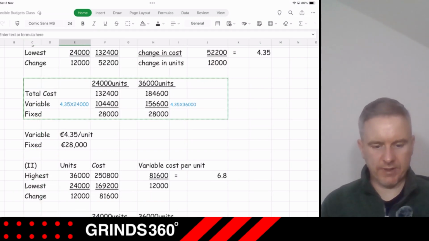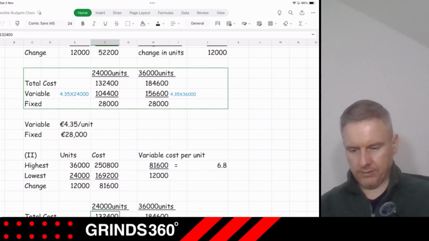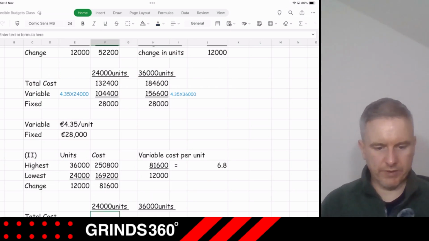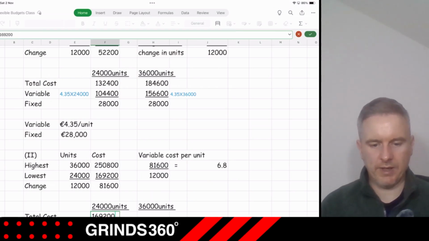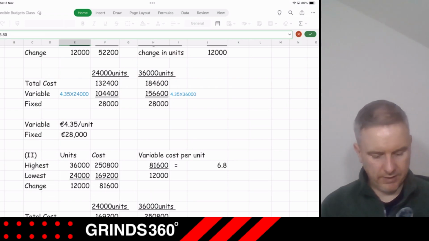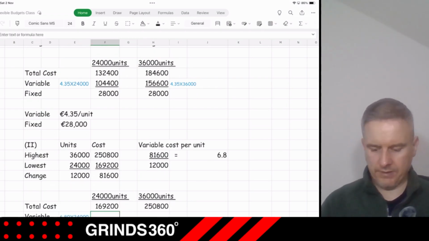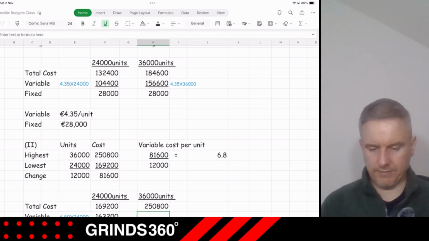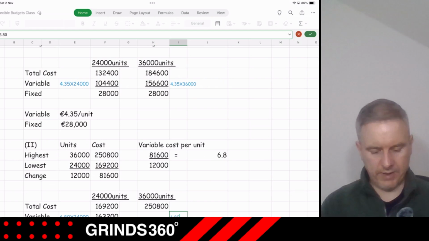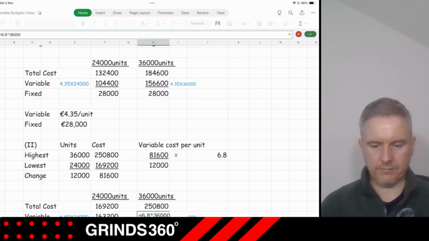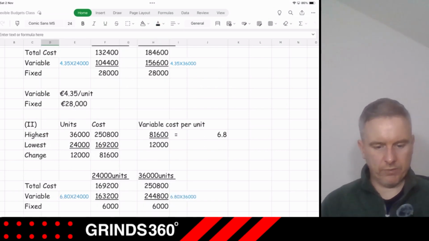So we come along there and we're saying, right, let's get the relevant costs in anyway. I don't have a problem. So total cost when we're talking about our lowest number was 169,200 and 250,800. The variable then, how are we getting that? The €6.80 times the 24,000. So we're taking 6.8, the variable cost per unit, multiplied by the 24,000. And then here it was the €6.80 times 36,000.